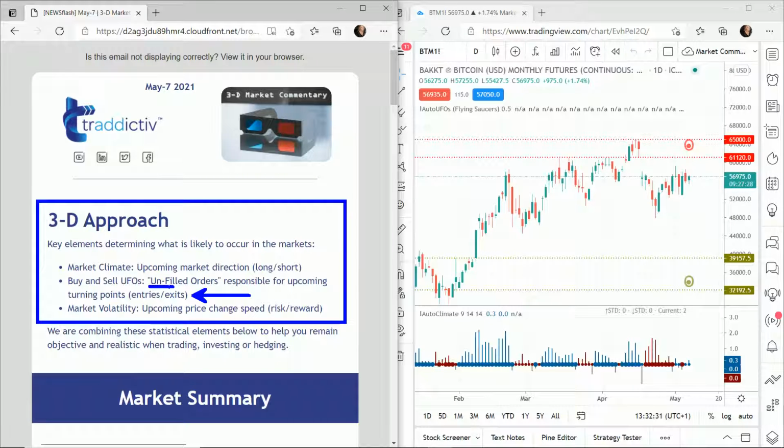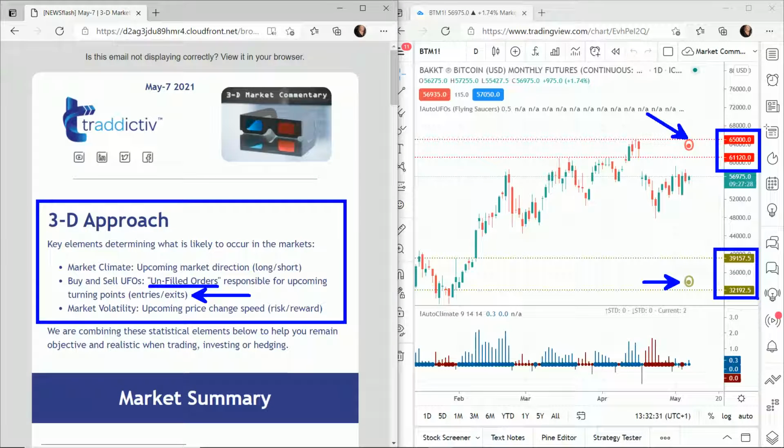So UFO stands for unfilled orders, meaning that we have buy orders in the market that push price up, we have sell orders in the market that push price down. Wouldn't it be helpful to know where those orders are? That's what UFOs do. So the AutoUFO app, you see these little flying saucers, there we go. Red ones are sell orders, green ones are buy orders. So they're showing us with these little flying saucers, and then also the price on the side there that it's highlighting, exactly where these buy and sell orders are.